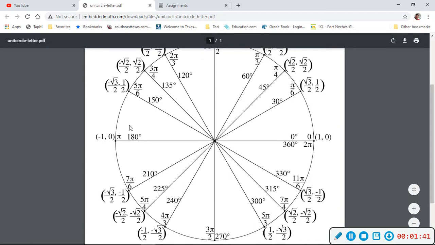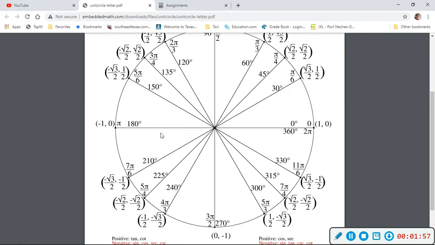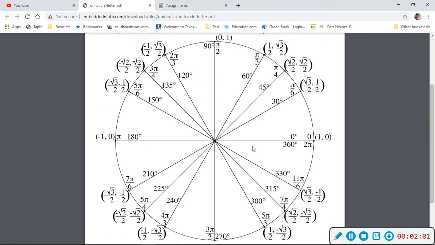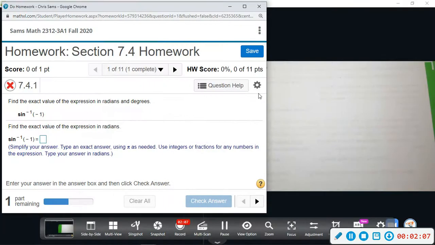You have all the ordered pairs listed around. You even have this overlay that shows you where each of the trig functions are positive and negative. And it has it color coded so you can kind of see black positive, red negative. So this is like one of the best ones I've seen. I hadn't seen anyone better than that. But we're going to be using this unit circle to answer these questions. And once you get the pattern, it's not so bad.